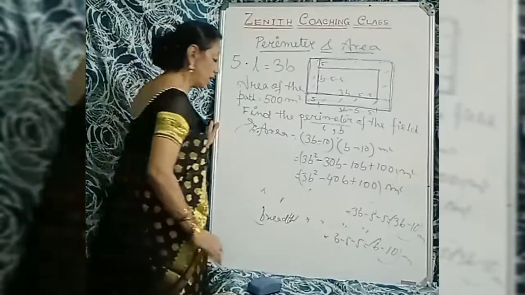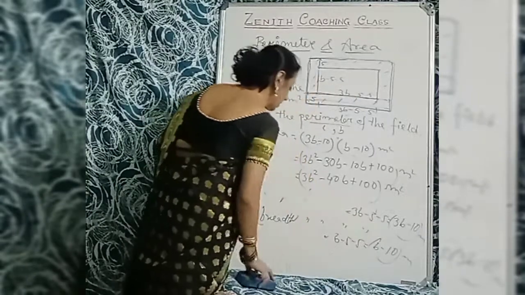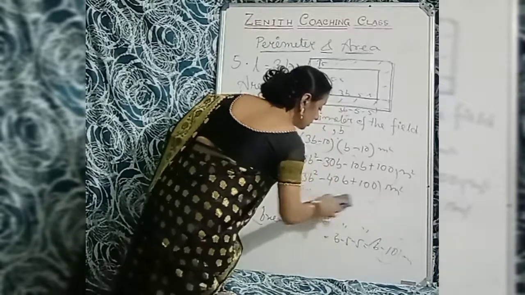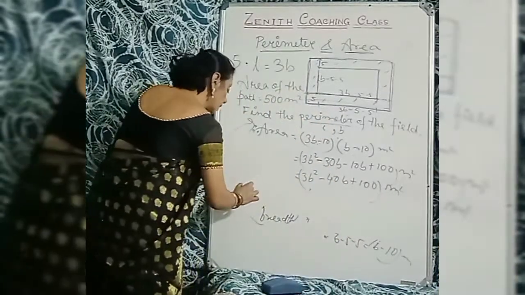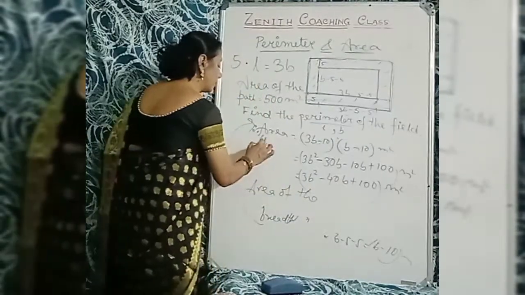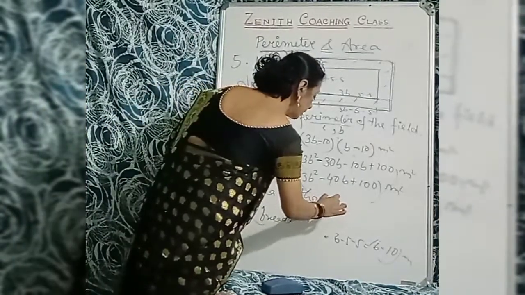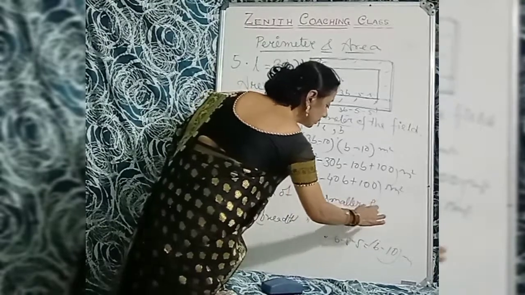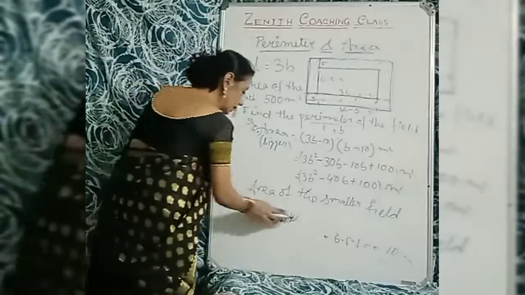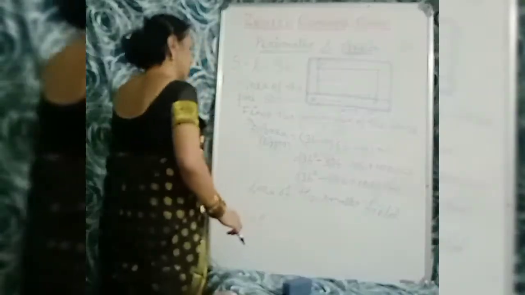And the area of the smaller field. The area of the smaller field is b minus 10 multiplied by b minus 10, that is one side.